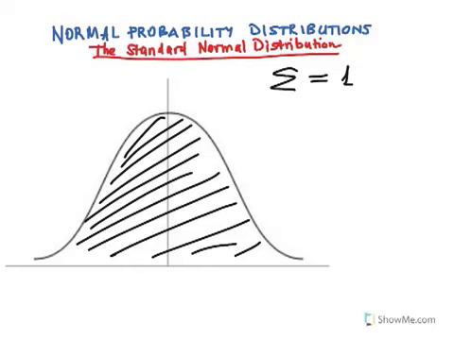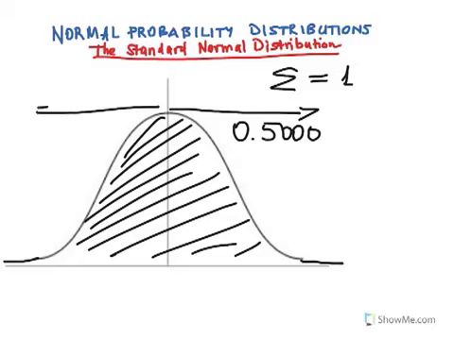The other property is that this distribution is symmetrical, meaning that it extends indefinitely without touching the x-axis, and that means that this divides the area into two equal halves. This half here is 0.500 and this other half is 0.500. Okay?